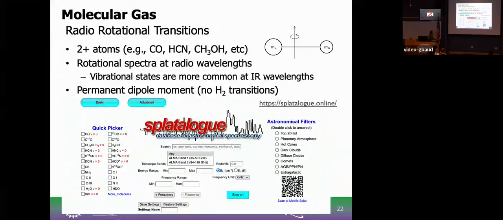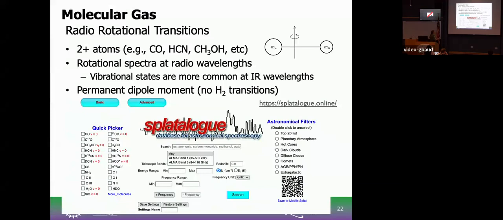All right, molecular gas. So the molecular gas that I'm going to be talking about for my slides today are the rotational radio transitions. And so what we mean by molecular gas is two or more atoms. So this is like CO or HCN or methanol, CH3OH. And so you need to have two or more atoms in order to get a molecule. And so we're looking at molecules out in space. Now, typically at radio wavelengths, we're looking at rotational spectra. So the example that I have up here is you have your two atoms.